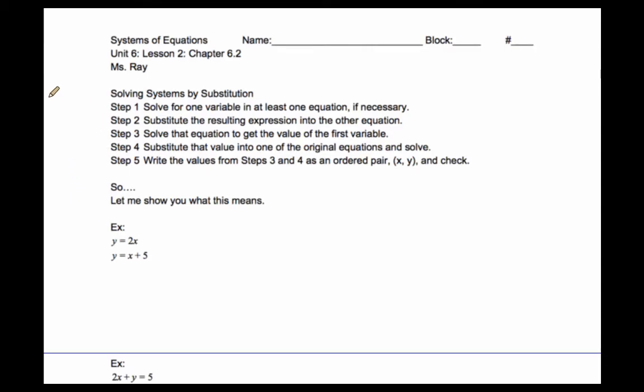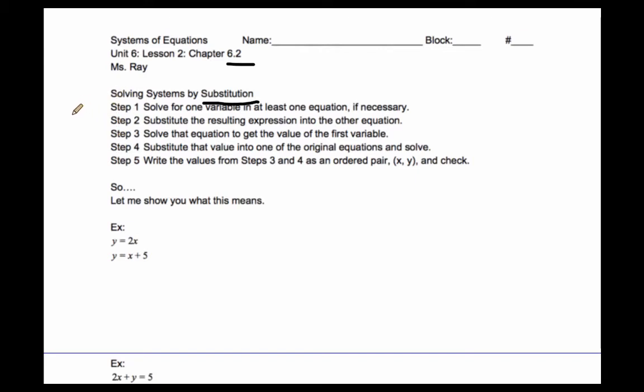Right, here is Unit 6, Lesson 2. This is covering Chapter 6.2 in the textbook. We're still on systems of equations. All right, so we're going to learn a different way to solve systems, and that is by what we call substitution. Okay, so here are the steps. I got these from the book. I'm going to obviously walk you through these steps and what exactly they mean.